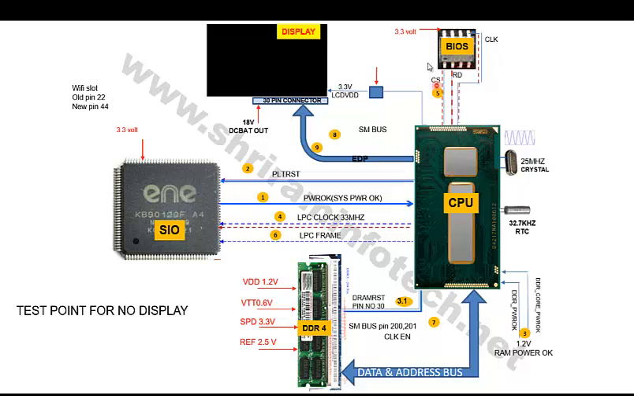So you have to check here at step number 5, pin number 1 and 2. Pin number 1 is chip select, pin number 2 is read. That is step number 5.